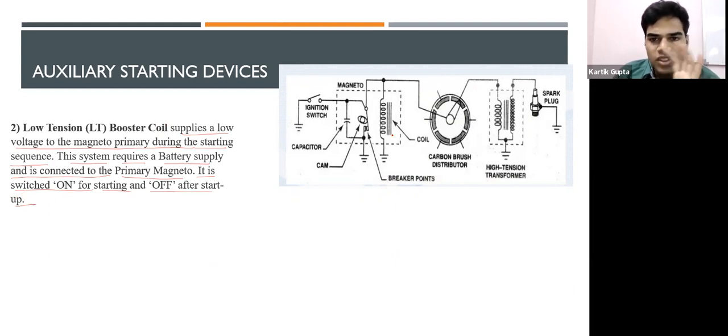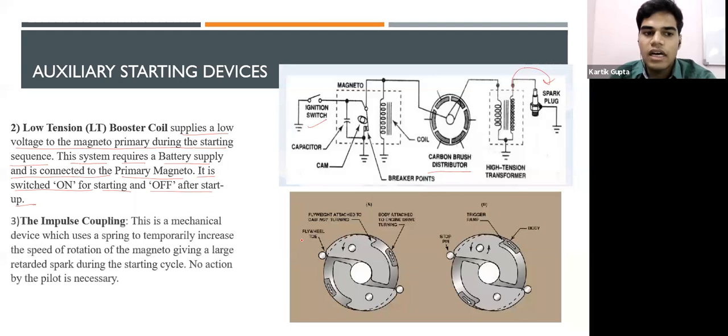You can see in this diagram, it's a little complicated, but I will give you a sense of what I'm talking about. See the ignition switch. This is the magneto. The magneto has carbon brush distributors. These are the distributors. Now you see what is happening. The high tension transformer is present here, and that gives the supply to the spark plug. It is not the magneto in the initial time. Why? Because the RPM is so low, the magneto itself is not functioning. You need an augmentation device.